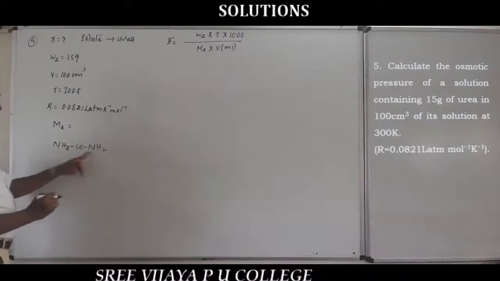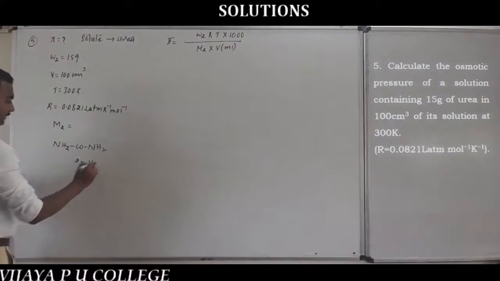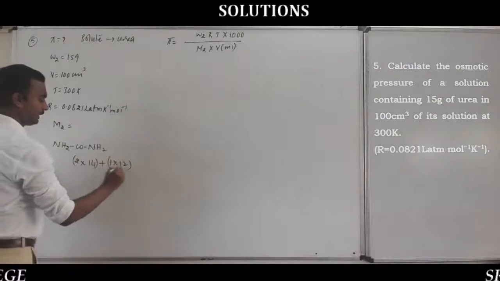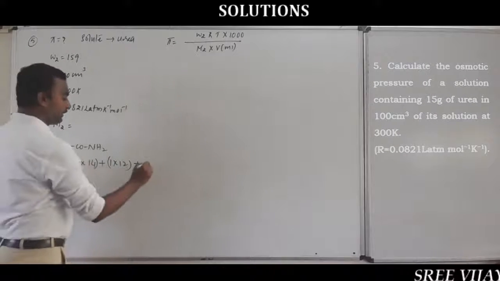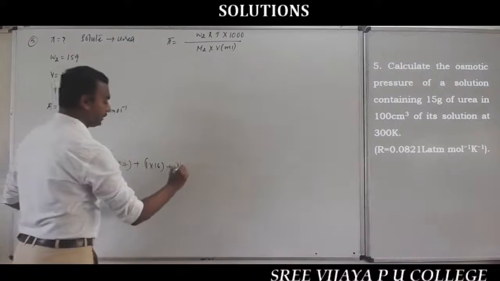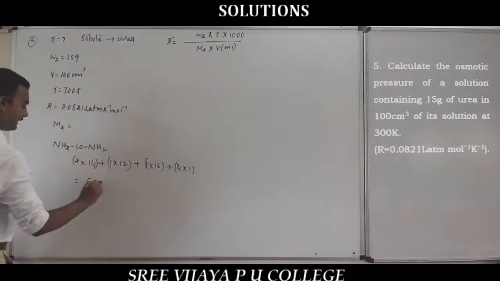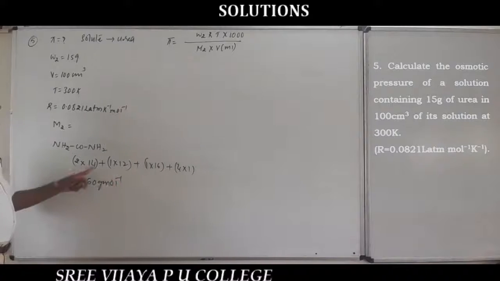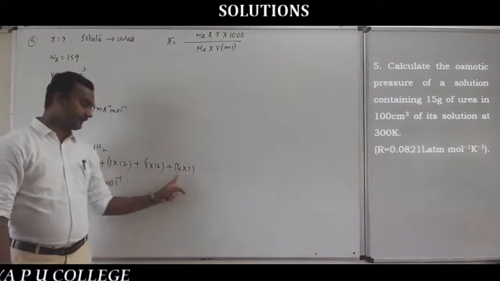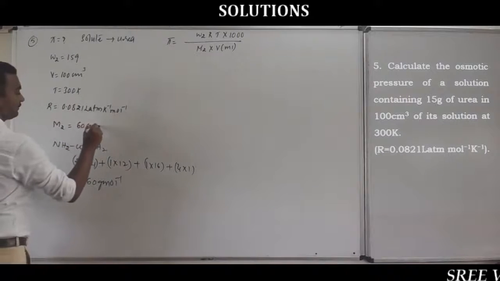Let us calculate. Nitrogen there are 2, so 2 into 14, that is the atomic mass of nitrogen. Plus carbon, there is 1, 1 into 12, atomic mass of carbon. Oxygen there is 1, 1 into 16, that is the atomic mass of oxygen. Hydrogen there are 4, 4 into 1, atomic mass of hydrogen is 1. So finally we will get 60 gram per mole. 14 twos are 28, plus 12 is 40, 40 plus 16 is 56, 56 plus 4 is 60. That is, M2 is 60 gram per mole.